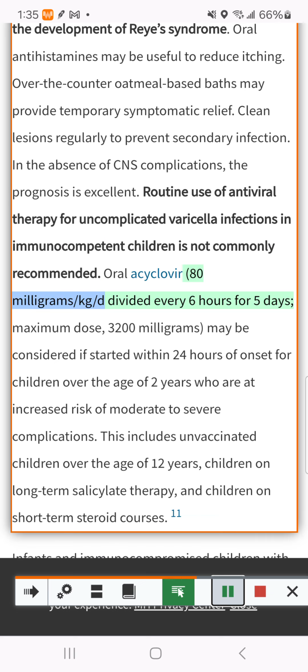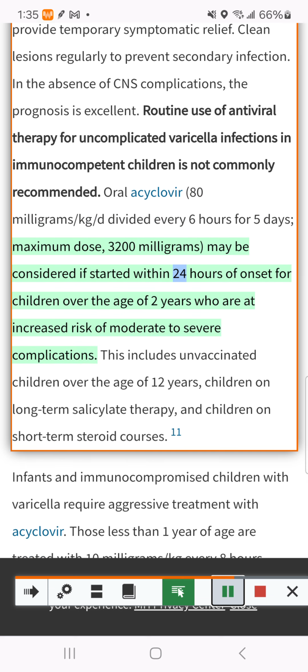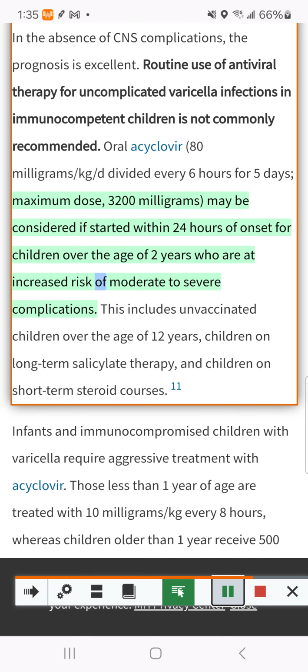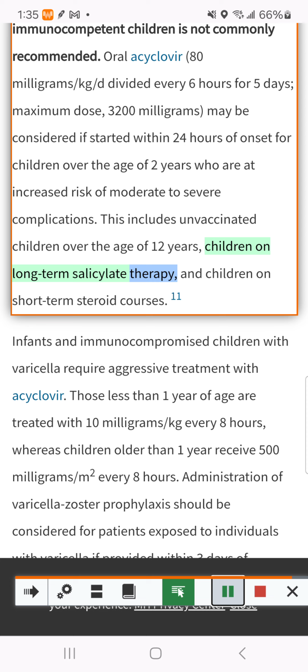Oral acyclovir, 80 mg per kilogram per day divided every 6 hours for 5 days, maximum dose 3,200 mg, may be considered if started within 24 hours of onset for children over the age of 2 years or at increased risk of moderate to severe complications. This includes unvaccinated children over the age of 12 years, children on long-term salicylate therapy, and children on short-term steroids.